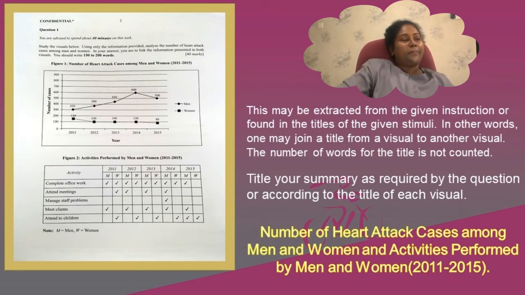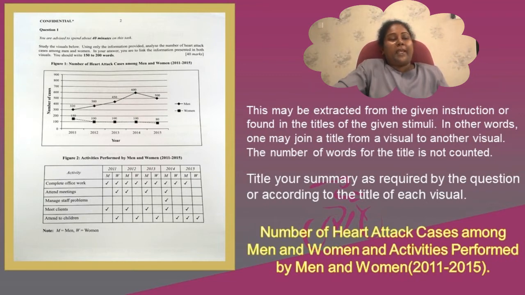So when we look at the sample question here, the first visual, stimulus 1, the title is number of heart attack cases among men and women. So all we need to do is link or combine it with the title from the second stimulus. The second stimulus title is activities performed by men and women at a time frame 2011 to 2015.